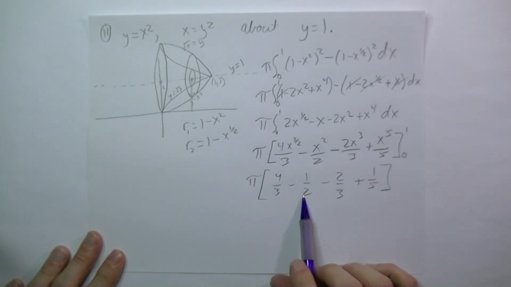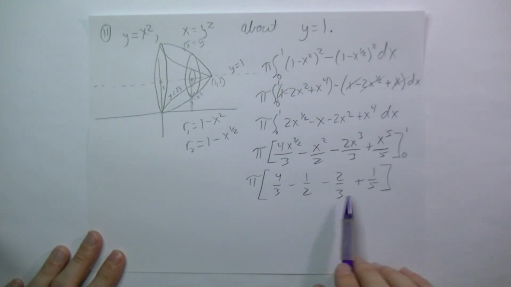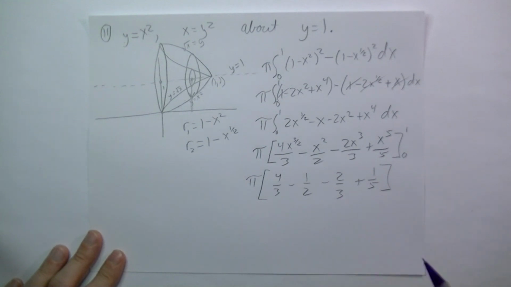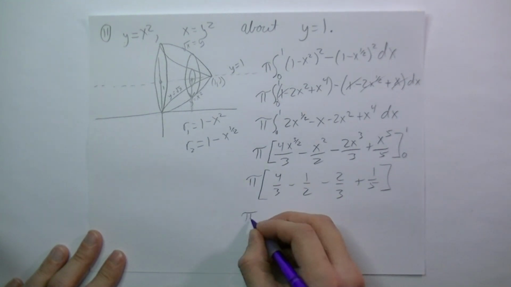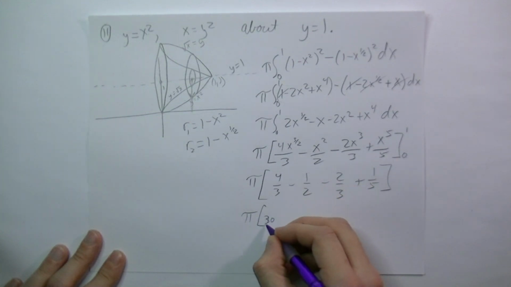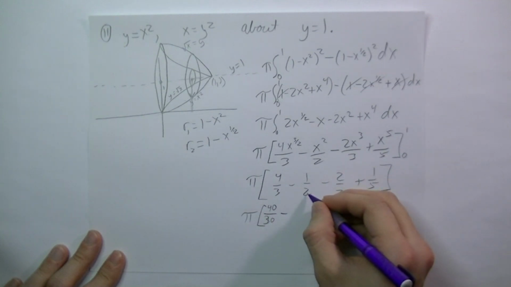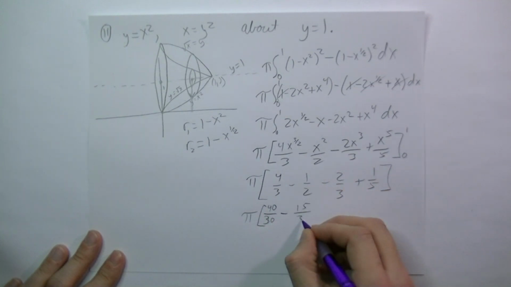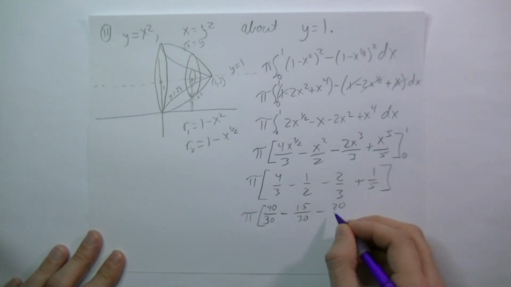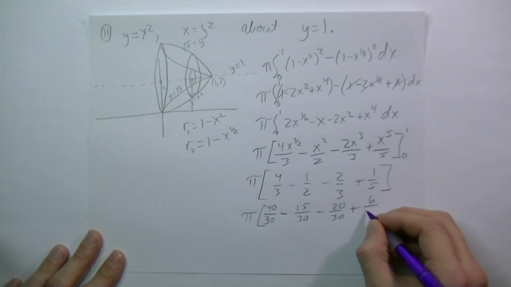And these are all prime numbers, 2, 3, and 5. So my least common multiple for my common denominator is going to be 2 times 3 times 5, which is 30. So to get 30 here, I need to multiply by 10. So I need to multiply the top by 10, which is 40. I need to multiply by 15. I need to multiply by 10 again, and then here I need to multiply by 6.